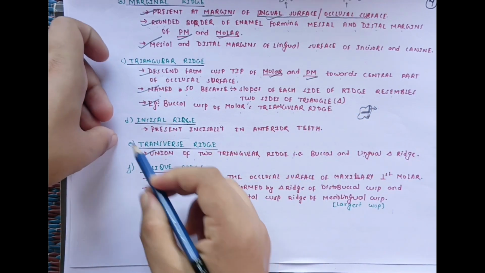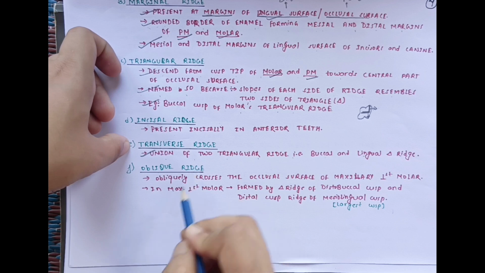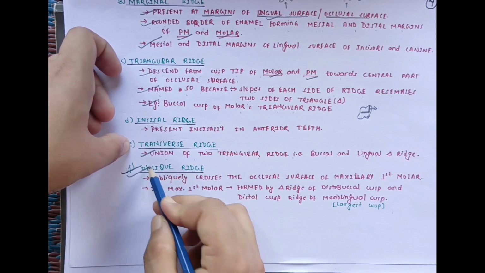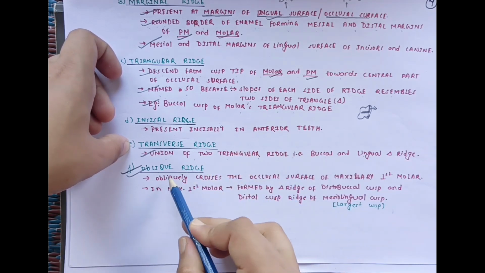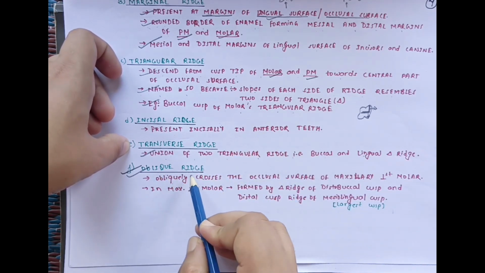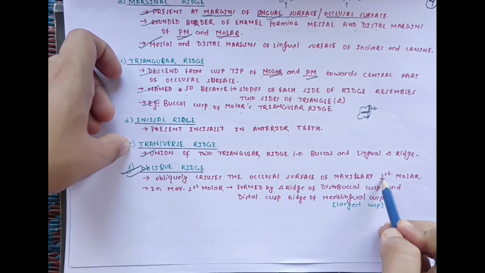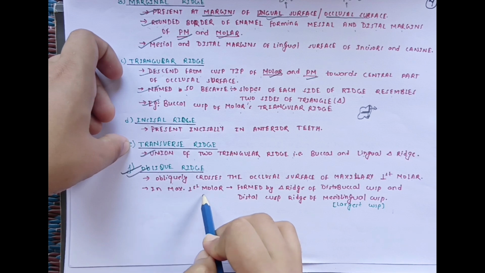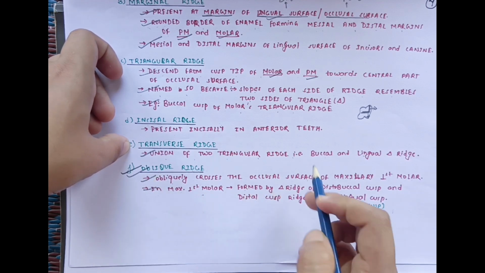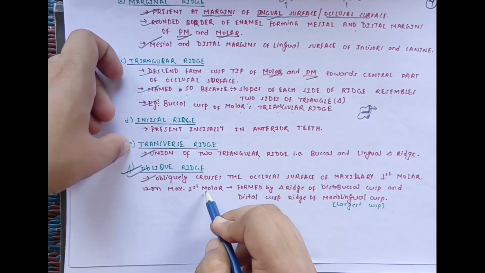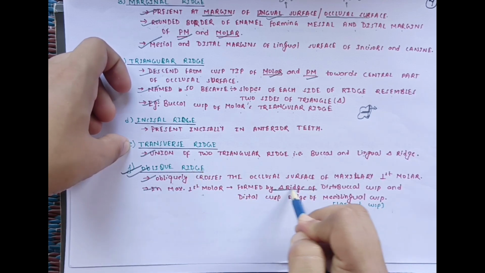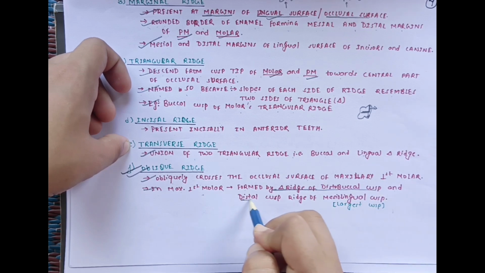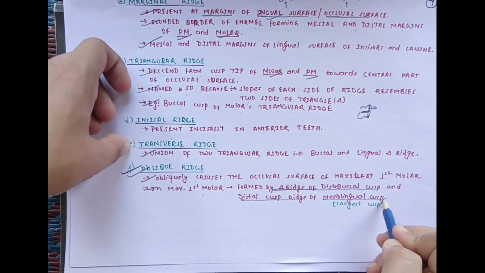Now I will talk about the oblique ridge. The oblique ridge is very important. I think this can be asked in your viva and also in your theory exams. The name makes it clear that it crosses the occlusal surface of the maxillary first molar obliquely. In the maxillary first molar there is a presence of the oblique ridge that is formed by the triangular ridge of the distobuccal cusp and the distal cusp ridge of the mesiolingual cusp.